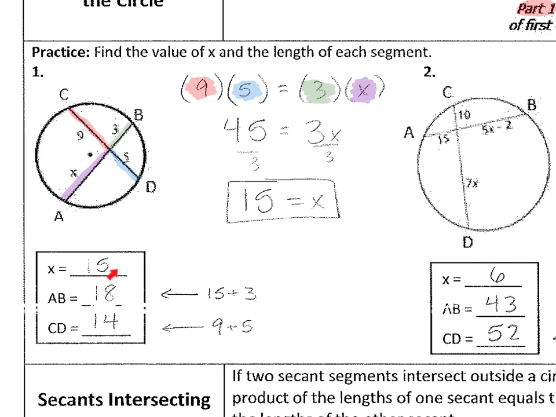X is 15. This question also asks for the length of the segments. Segment AB is this one right here, which means I'm going to do 15 plus 3, which is 18. And then CD is this guy, so that's going to be 9 plus 5, which is 14. Do we understand? What are our questions before we move on?